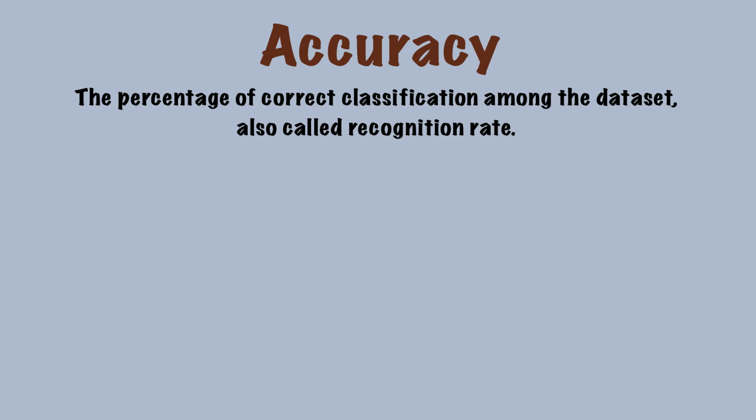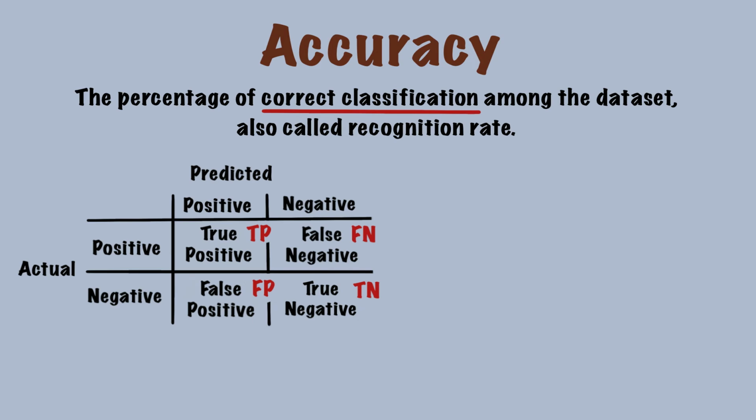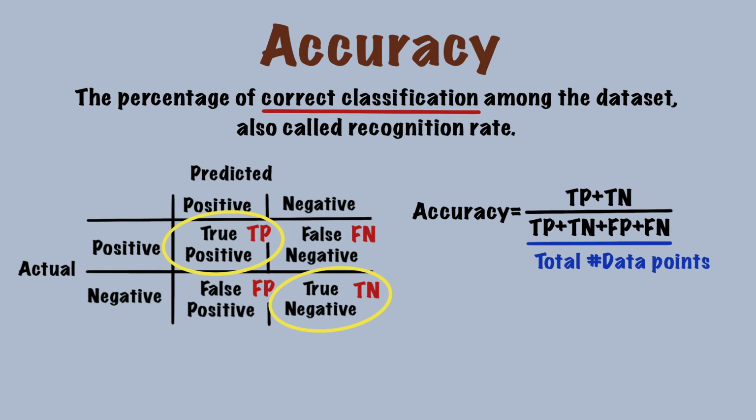Accuracy is the percentage of correct classification among the dataset, and it's also called recognition rate. In fact, you don't have to memorize the formula, just think about which terms in the confusion matrix represent the correct classification. One thing to note is that the positions might change, because the ordering of row and column index might change. Therefore, the formula is TP plus TN divided by TP plus TN plus FP plus FN. The denominator here is just the total number of data points. TP and TN are the correct prediction since the predicted class aligns with the actual class.